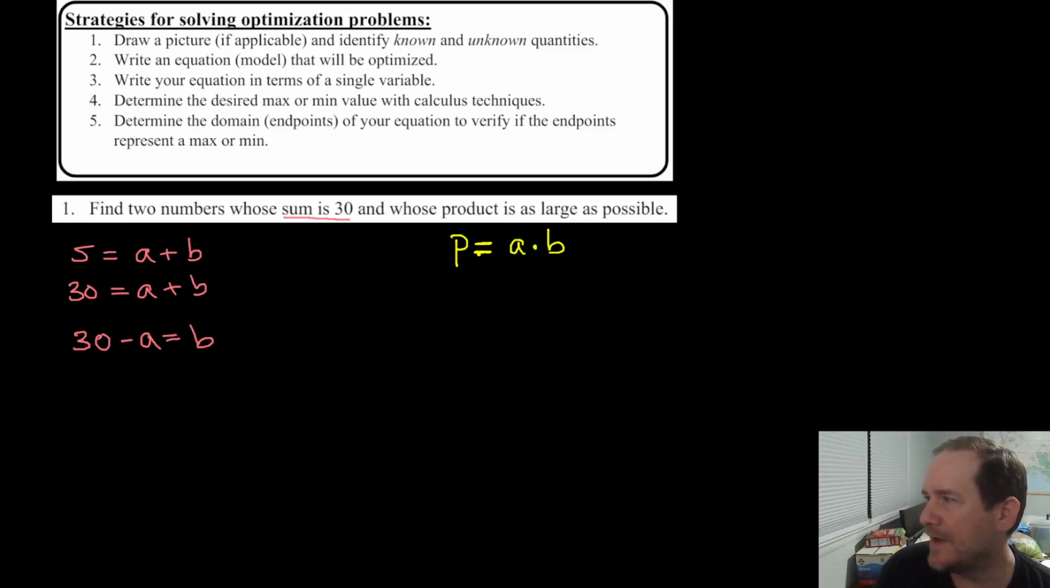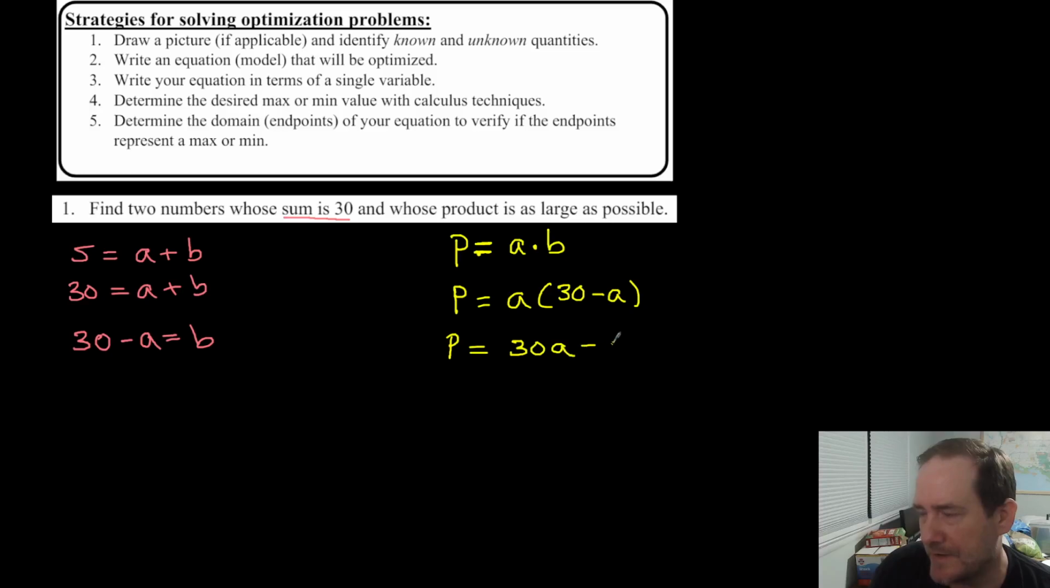That means I can now head back to the equation I'm trying to optimize. And now my product is equal to a times not b, but the thing we just solved for. So b is 30 minus a. So instead of b, I can write 30 minus a. Now I have p defined in terms of only one variable. And I can distribute this a to get 30a minus a squared, which is a very easy to differentiate equation.